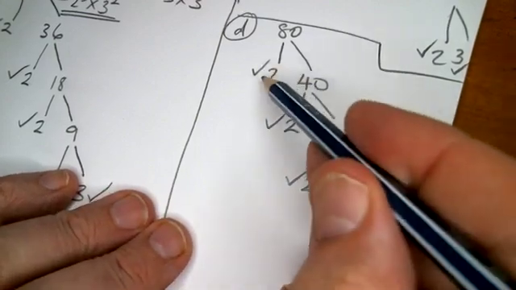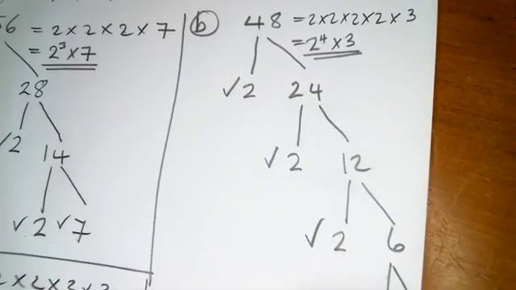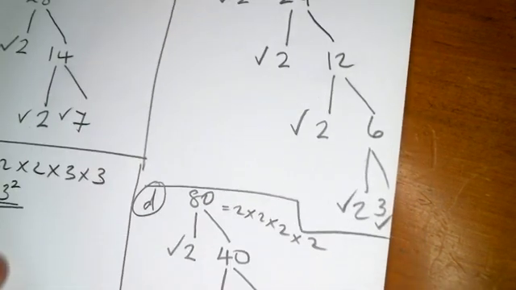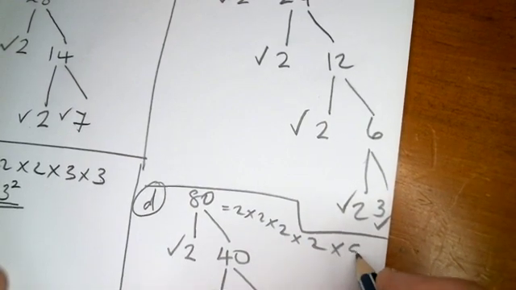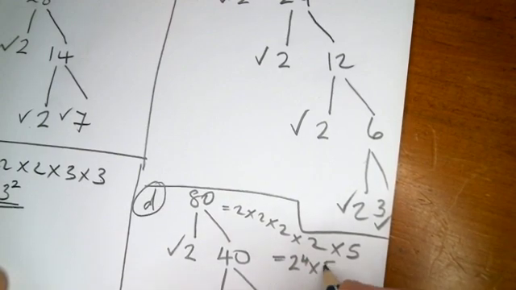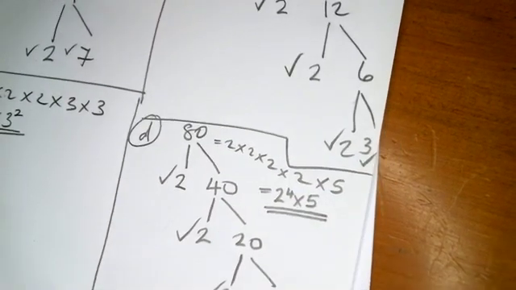So it's going to be 2 times 2 times 2 times 2. Let's write this out: equals 2 times 2 times 2 times 2 times 5. Or we could also write 2 to the power of 4 times 5, and there is my solution.